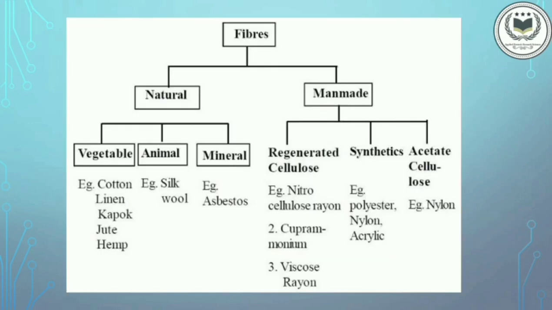Now, depending upon their sources, fibers are divided into two categories: natural fiber and man-made fiber. Natural fibers are the fibers that are obtained from nature, that is, from vegetable, animal, or minerals. Example: cotton, linen, silk, wool, asbestos. Now, coming on to the man-made fiber, these fibers originate from natural materials like cotton or any synthetic material. Examples include nylon, dacron, acrylic.